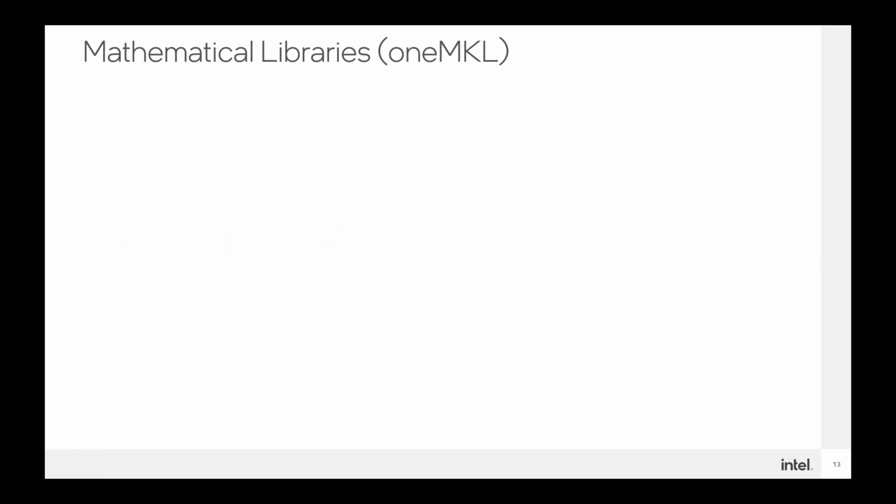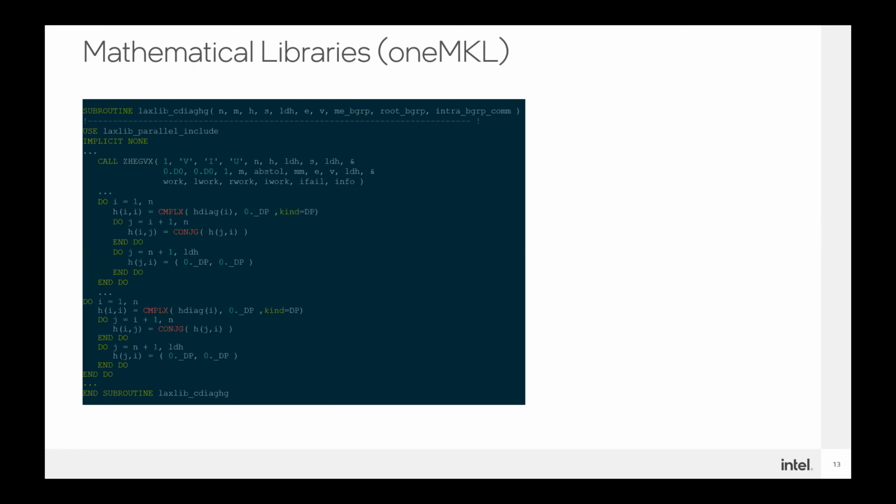So now let's start to offload. I put here some practical examples from, let's say, the Intel point of view of OpenMP offloading. The easiest way to offload your existing code with OpenMP is by trying to accelerate the mathematical library calls. So here, for instance, this is an example from the Quantum Espresso code.